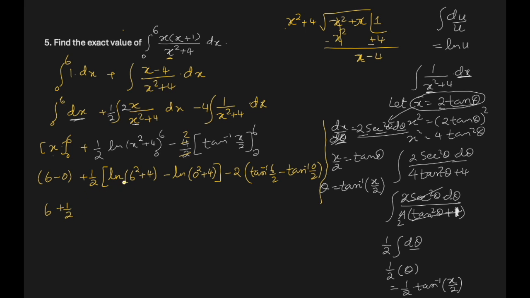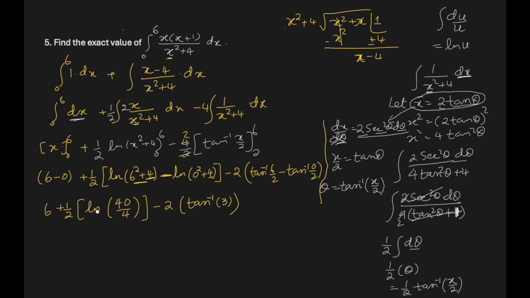Okay, 6 minus 0 is 6 plus half. This will be how much? 36 plus 4, 40. So natural log, because they are subtracting, I'm dividing what is the content. So 40 I got from here and just 4 from here. So I'll divide the content. Okay, that's it. Minus 2 tan inverse 3 and tan inverse 0. It will be 0, right? Tan inverse 0 is 0, so no need to write that one.